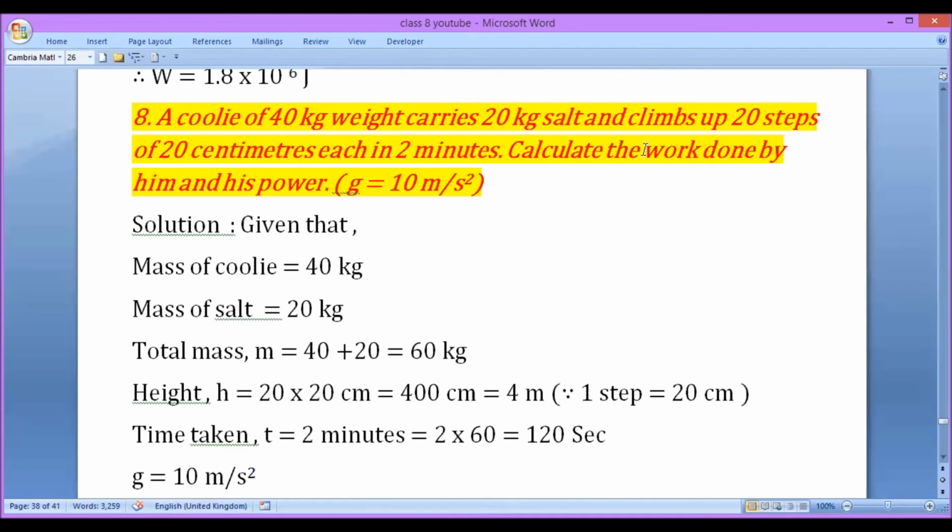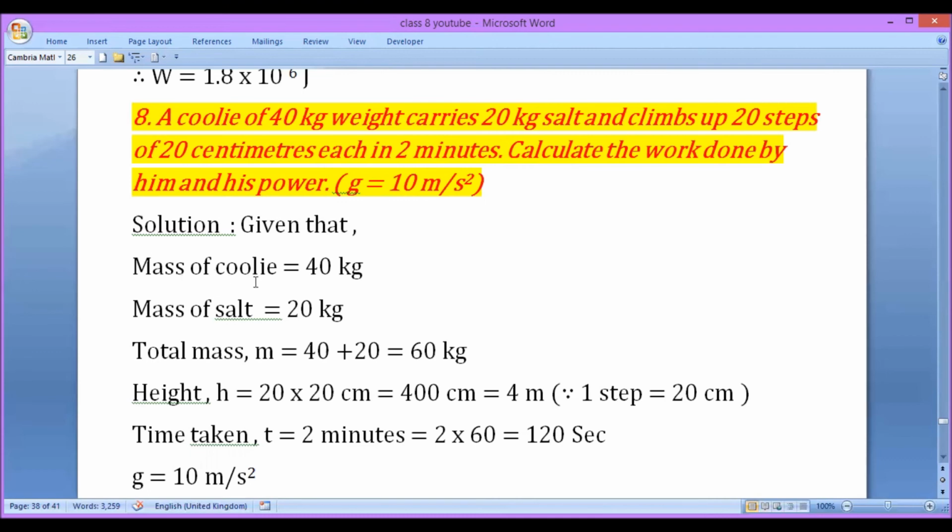The man climbs 20 steps of 20 centimeter each. There are 20 steps, and one step is equal to 20 centimeter. One standard unit, listen, one step is equal to 20 centimeter, but we have to convert it for 20 steps. The time taken is 2 minutes, given here. Calculate the work done by him and the power. First we can calculate the work done and then power.